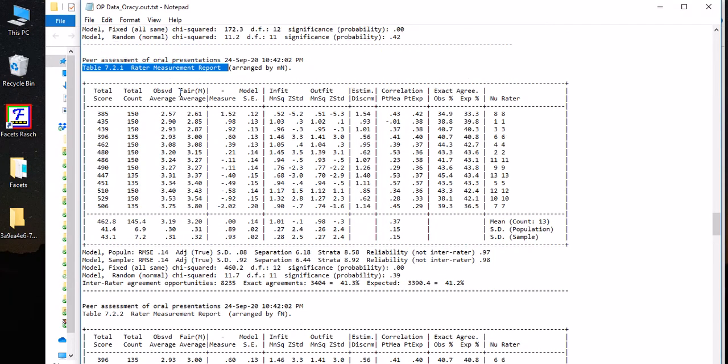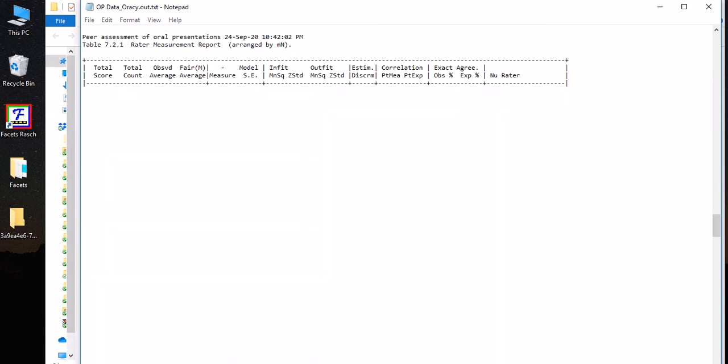So I continue to make sense of these tables here. And now I've moved down to table 2.7.21, which is a rater measurement report, and I'm looking into the statistics for raters. In the same way, we have severity levels.